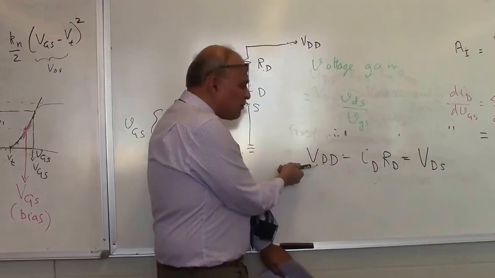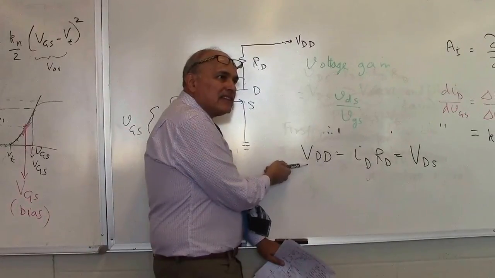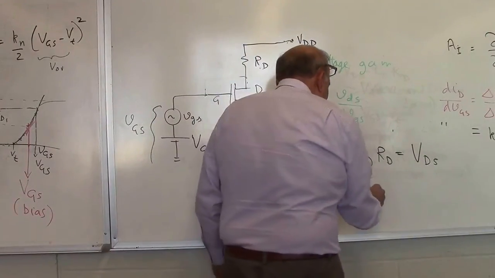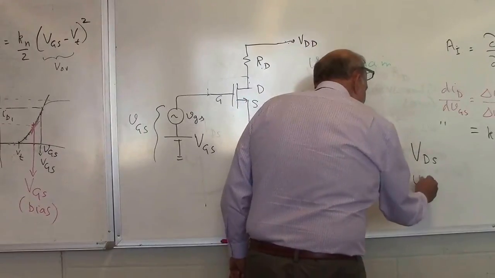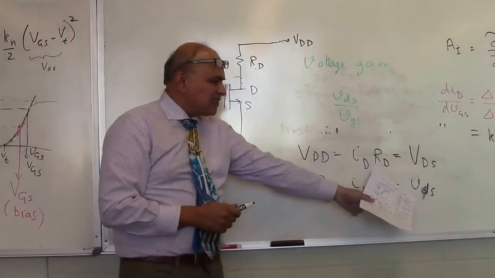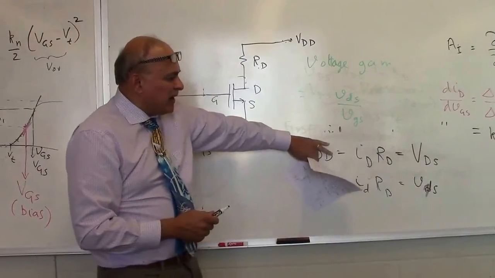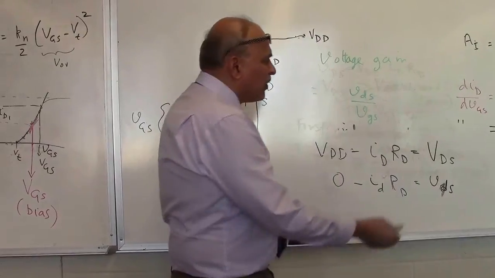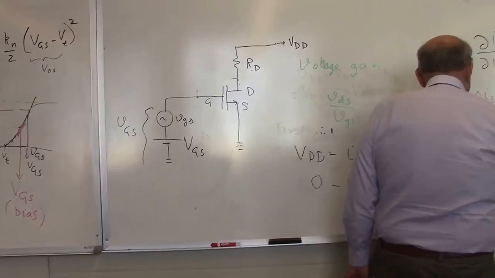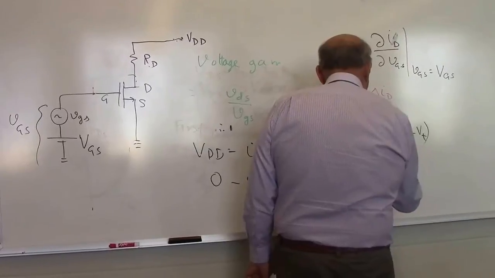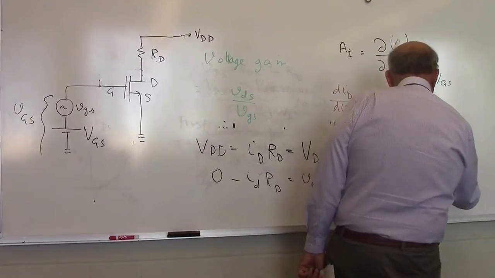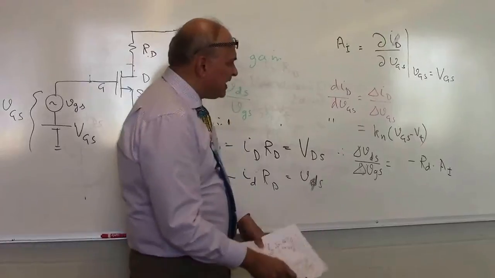So if I write this as small signal, what is the small signal component of VDD? It's a constant voltage. So it has no small signal component. Minus ID RD is equal to VDS. Okay. So essentially, VDS, the small signal component, you can ignore the DC part, is basically minus ID RD. And so if we know the current gain is this, then therefore delta VDS divided by delta VGS simply becomes minus RD times AI. Okay, so essentially, that is the voltage gain.